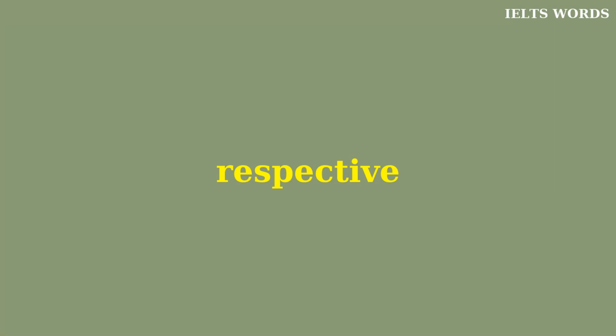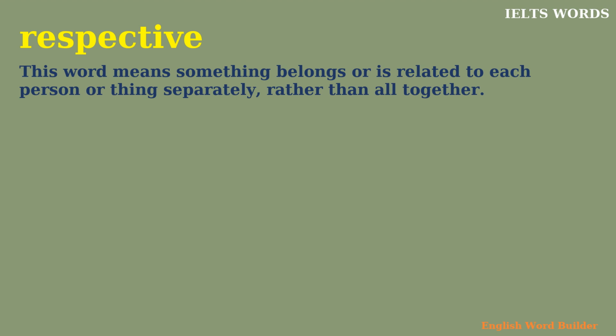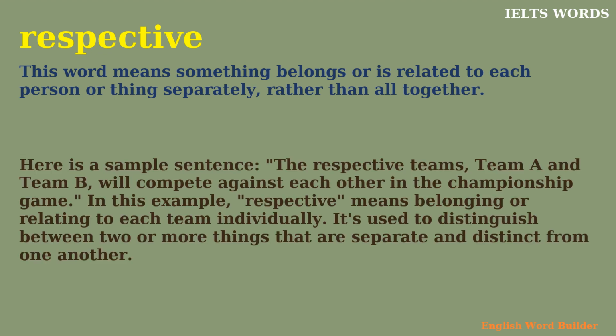Respective. This word means something belongs or is related to each person or thing separately, rather than all together. Here is a sample sentence. The respective teams, Team A and Team B, will compete against each other in the championship game. In this example, respective means belonging or relating to each team individually. It's used to distinguish between two or more things that are separate and distinct from one another.